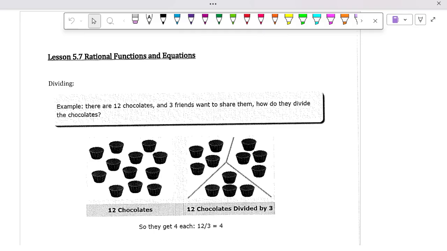Now, when you think of the word rational, what do you think of? What's a word that's kind of within the word rational? Ratio. What's a ratio? It's a fraction. And that's exactly what a rational function is. It's an equation or function that is a fraction. Specifically, what makes it different than, say, just a linear function is that the variable is in the denominator.